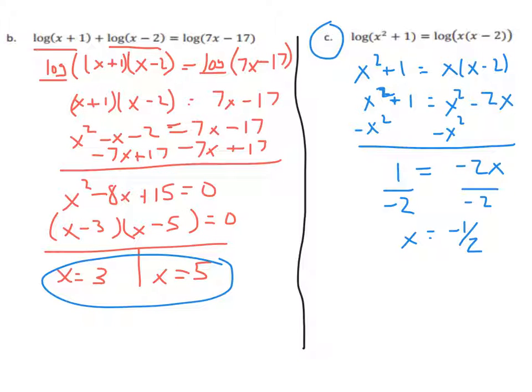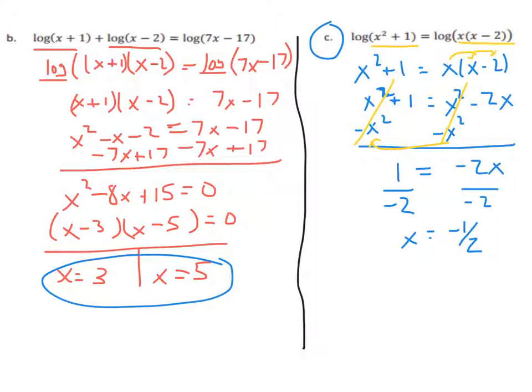Alright, so if you check what we did here, basically we just set the x squared plus 1 equal to this. I distributed on both sides and got an x squared minus 2x. Since there's x squares on both sides, you just move one to the other side. They both cancel. So I'm left with 1 equals negative 2x, divide by negative 2, and your answer is negative 1/2.